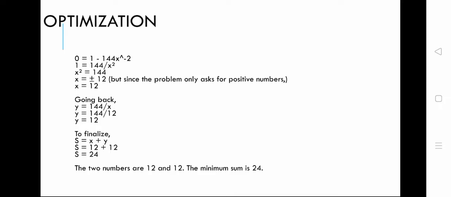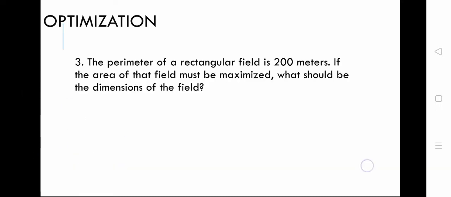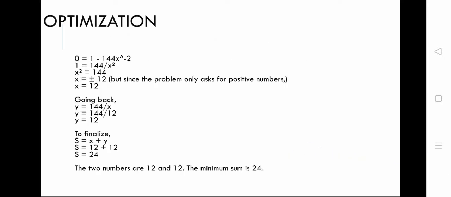Going back, since may value na tayo ng x, let's now find y using the value of x that is found. Y is equal to 144 divided by x. Y is equal to 144 divided by 12. Y is equal to 12. To finalize, since kailangan pa natin mahanap yung sum, let's add x and y, which is 12 and 12. S is equal to x plus y. S is equal to 12 plus 12, s is equal to 24. So the two numbers are 12 and 12, and the minimum sum is 24.